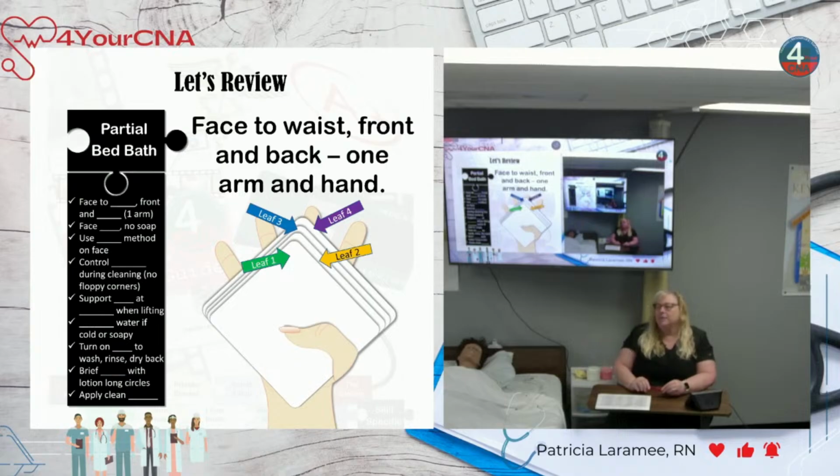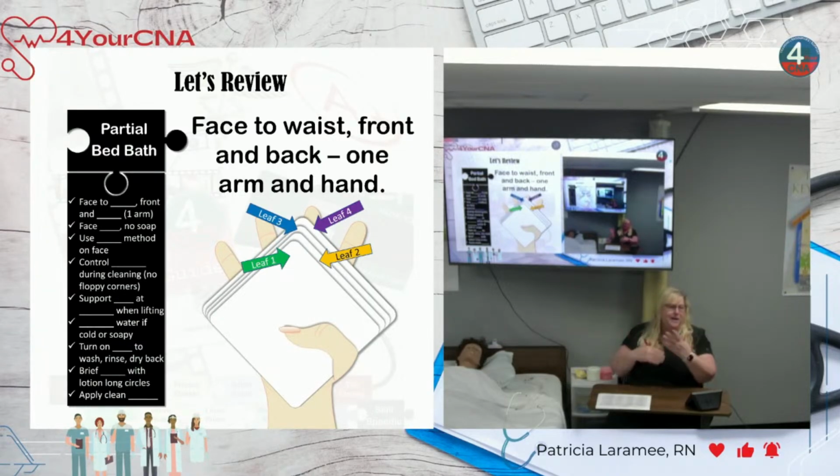What they had talked about doing at one point is telling you to wash half of the torso. So basically just wash like the right half, front and back. That was very confusing to students. They just, where do I stop? Is it the top half, bottom half? It was just way too confusing. So they went back to wash the chest, abdomen, side, one arm and hand and back. It's all just a time-saving thing.